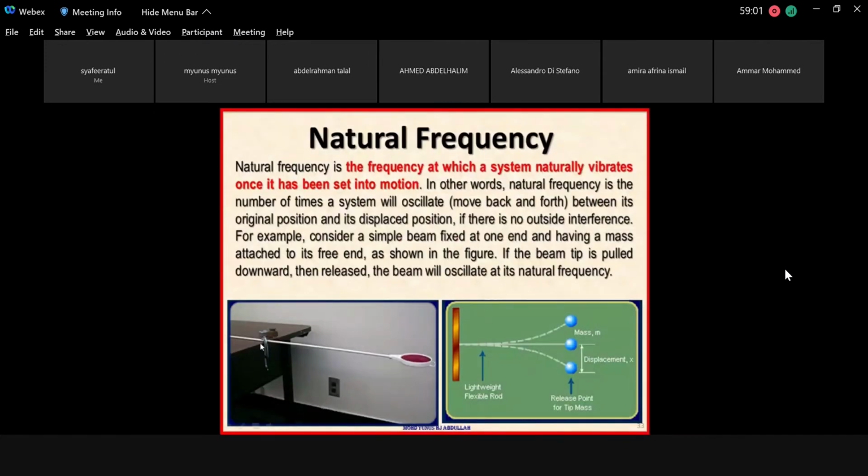As I mentioned just now, this is a ruler. This is not a ruler, something like this one. You put this one, then you displace it. It will move like whatever you have in the right figure.